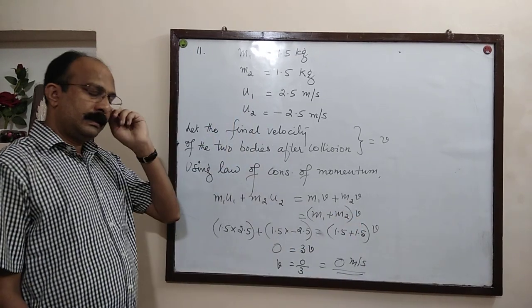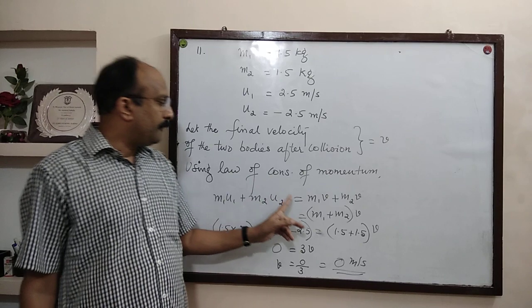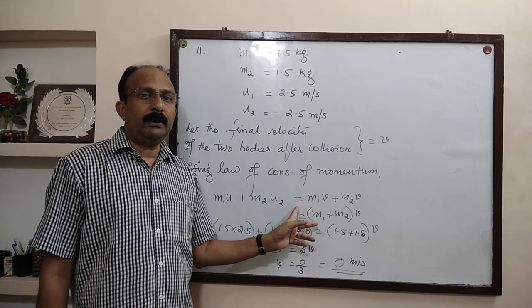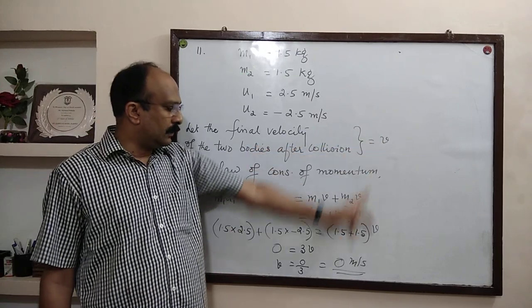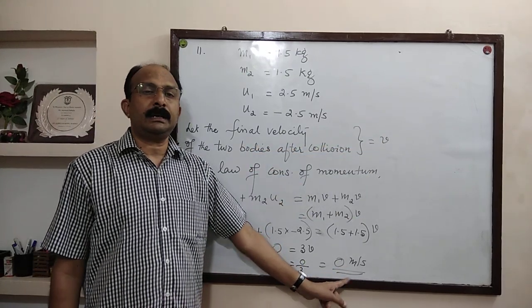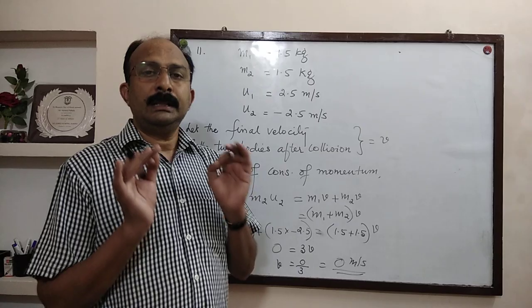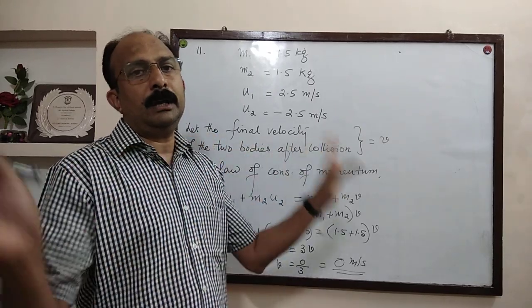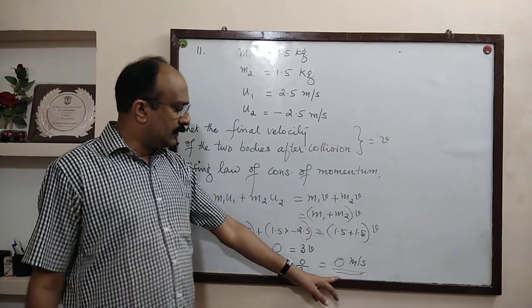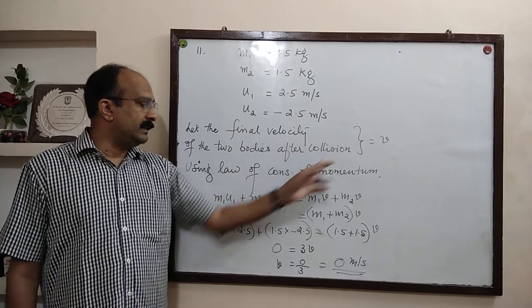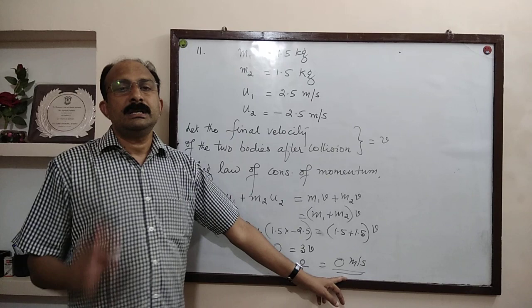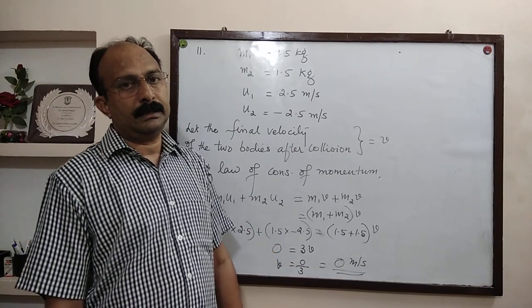So the final velocity of the two bodies after collision is equal to 0 meter per second. Means after collision, these two bodies will not be able to move. So the final answer is final velocity of the two bodies after collision is equal to 0 meter per second.